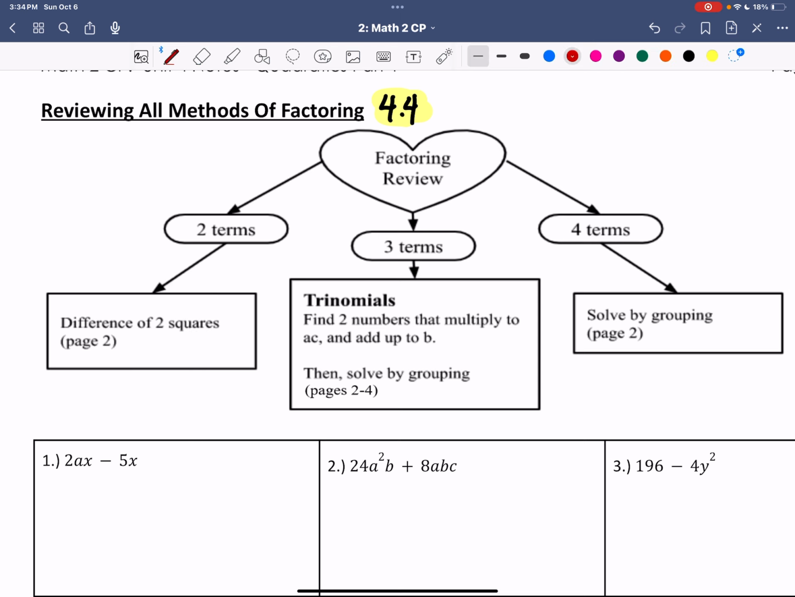is trinomials. If you have three terms, you're going to do trinomials. That's from pages 2 to 4. That is where you want to first see if you have two numbers that multiply for AC and add up to B. So that could either be your big X that we talked about, or you can just factor the numbers from there. Then solve by grouping. If you have four terms, solve by grouping. And again, that's on page 2.